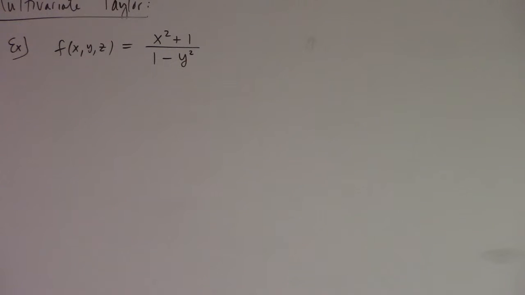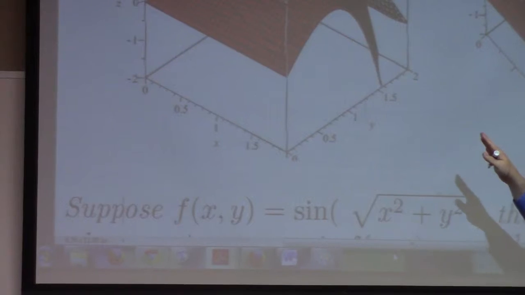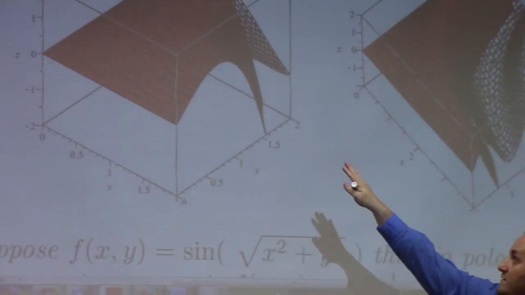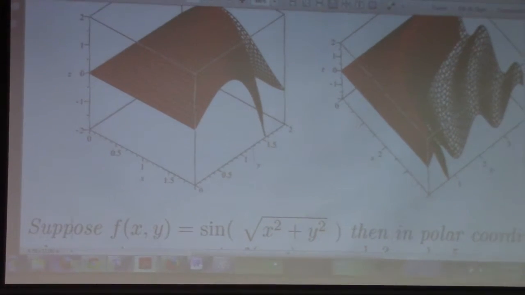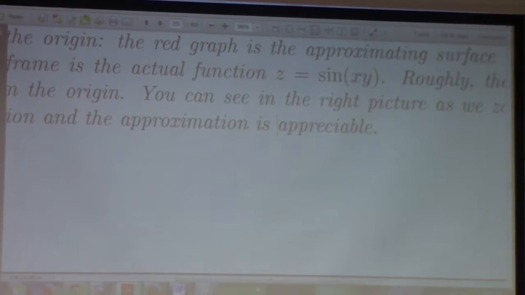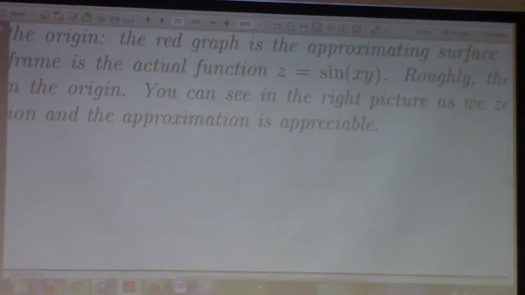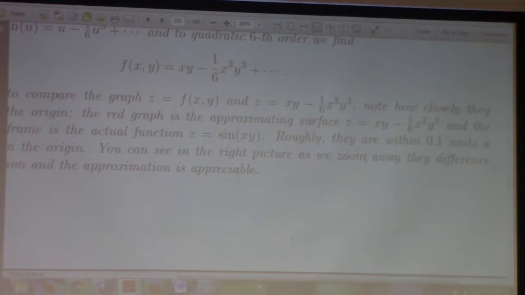See here, for example, I have a picture of the red is the quadratic, is actually a graph of the Hessian close to the point for some function. What's in the wireframe is actually the function. So to be more explicit, the function is z equals sine of xy. The thing in red is xy minus 1/6 x cubed y cubed. That's actually beyond the quadratic. The Hessian would just be xy. I threw in the next piece for kicks.